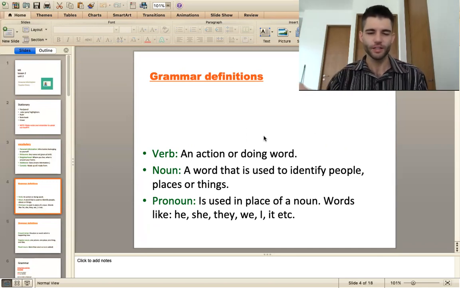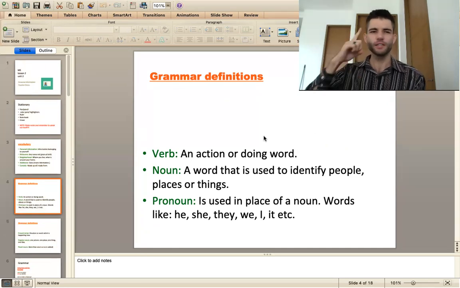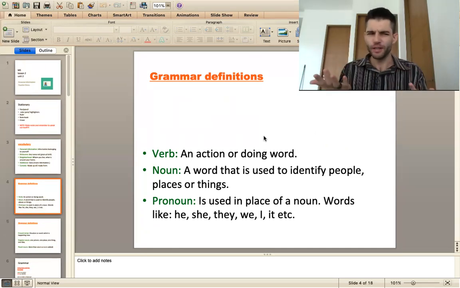Okay, so let's start with the first one. It is a verb. So everybody knows verb, right? A verb is an action or a doing word. So if I say verb, I always think of, can I do it? So if I say run, you can think, I can run, run, run, run. If I say speak, you can speak. So it's an action and it's a verb.